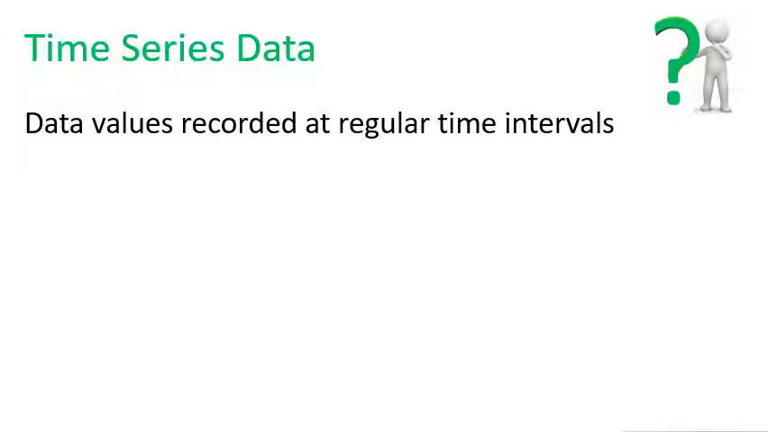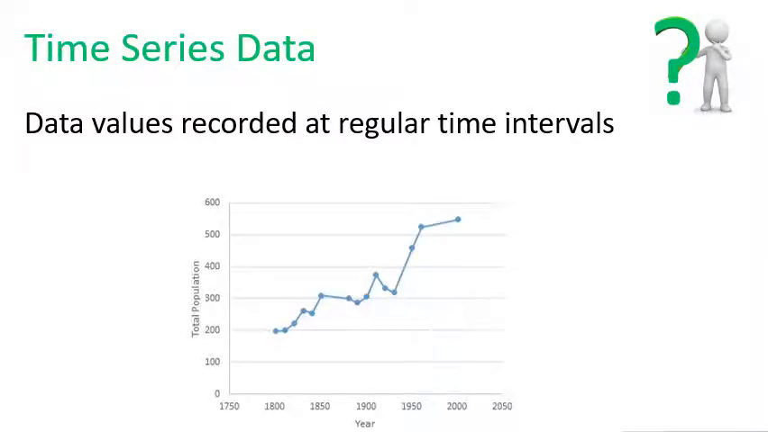This is an example of population being recorded every 10 years. So you can see it makes a line graph which represents the time series data. And we can then use this to analyse the data, describe trends and make predictions about the future.